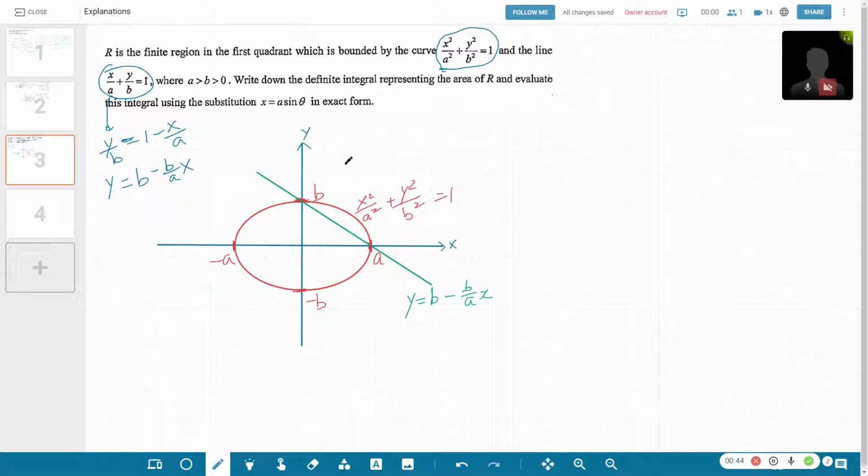So what happens is that I have drawn the curves here. You can see the ellipse. This is the a, this is the b. And the green line, which is a straight line graph, has gradient negative b over a, and it cuts the y-axis at y equals b, so it will be at a here. So the area will definitely be here, this is the R. This is where R is.